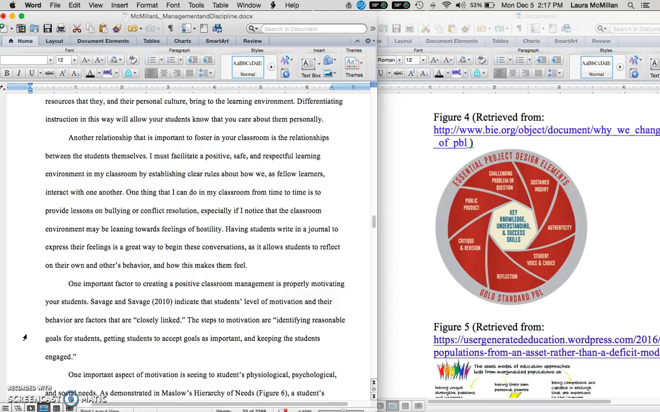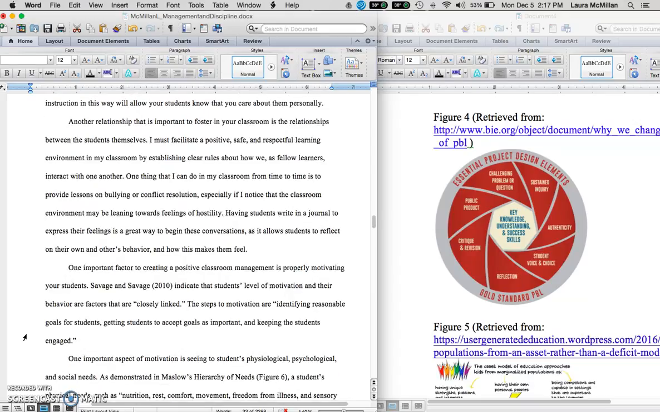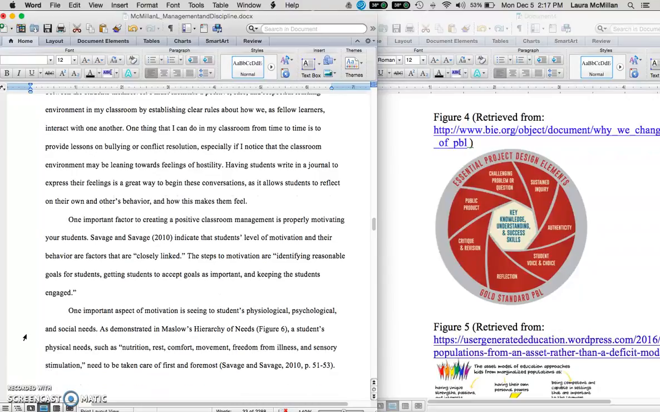Another relationship that is important to foster in your classroom is the relationships between the students themselves. I must facilitate a positive, safe, and respectful learning environment in my classroom by establishing clear rules about how we, as fellow learners, interact with one another.